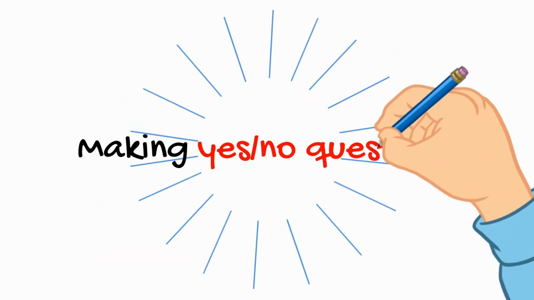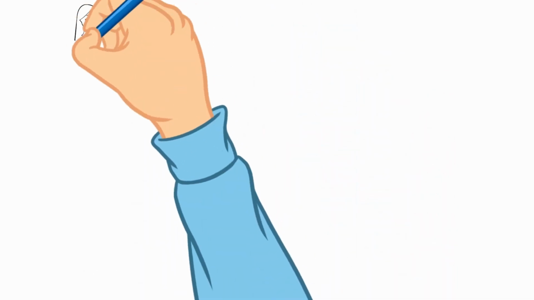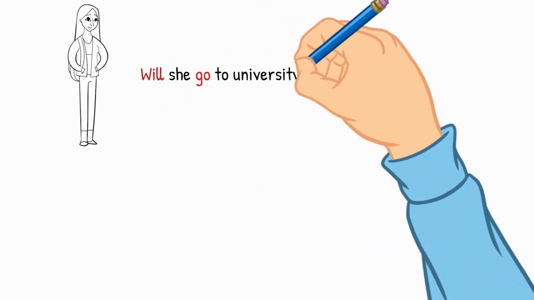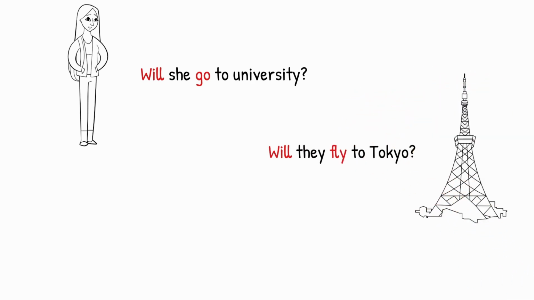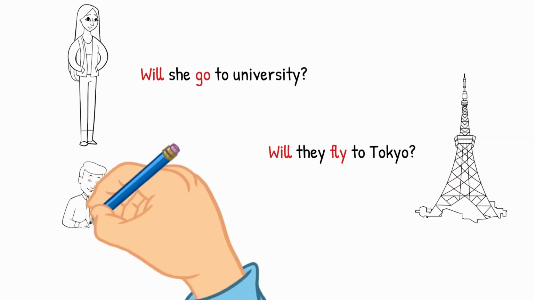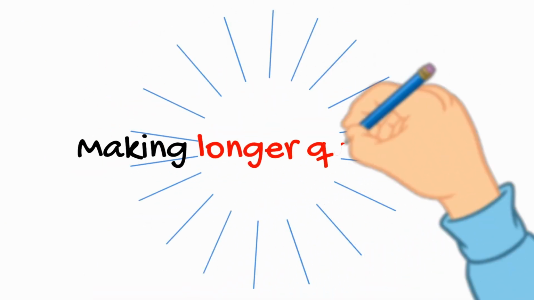Now let's take a look at making yes-no questions. Will she go to university? Will they fly to Tokyo? Will he finish the report? Like other yes/no questions, we move the verb to the front, followed by the subject and then the regular verb. So the form is will plus subject plus verb, which is similar to yes/no questions in simple present and simple past.